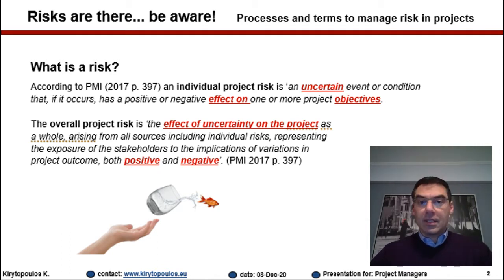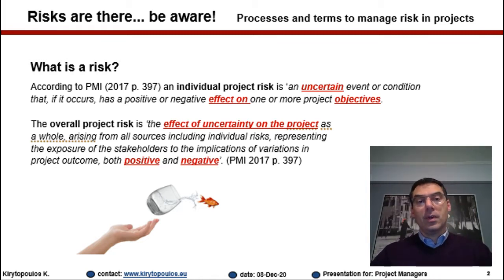And the other thing is the effect on objectives, which practically means that before you are able to perform risk management, you need to make sure that you have identified the project objectives. If you have not identified the project objectives, then you are not really sure whether something, an uncertain event, is really a risk or not. Because it's not all the uncertain events that are risks. It's only these uncertain events that have an impact on your objectives. This is all about what we call an individual risk.